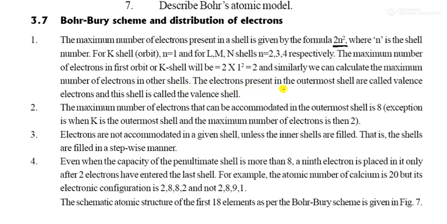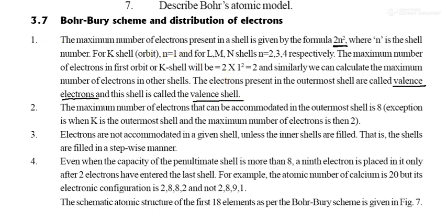The electrons present in the outermost shell are called valence electrons. So you can always remember this one is valence electron. Outermost orbit electrons are called valence electrons, and this shell is called the valence shell. So it is called the valence shell.